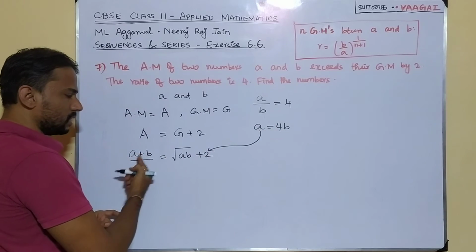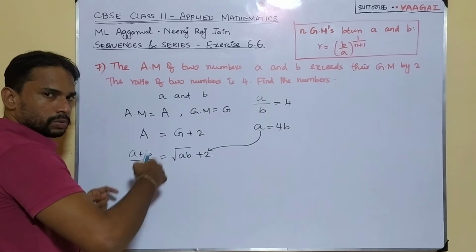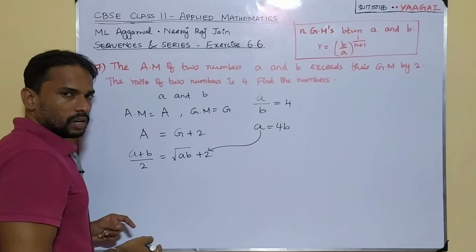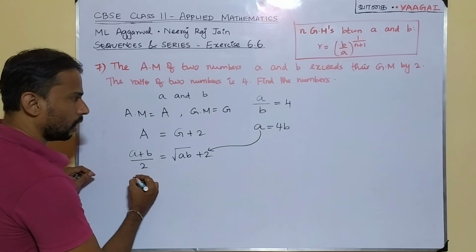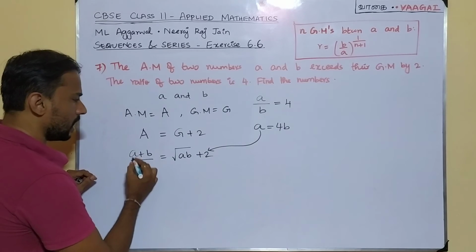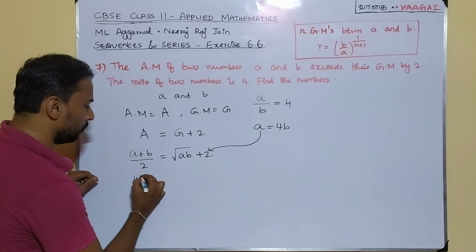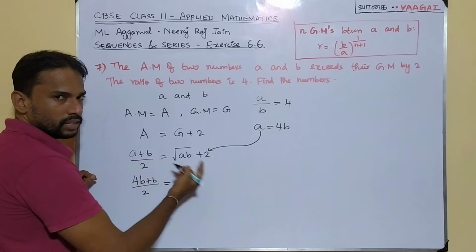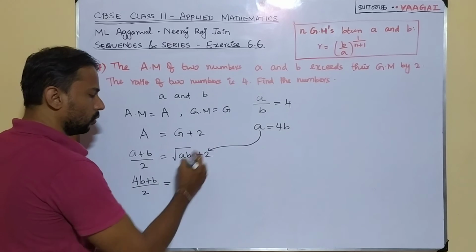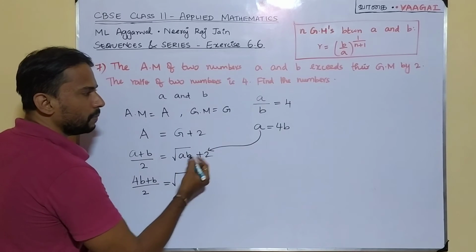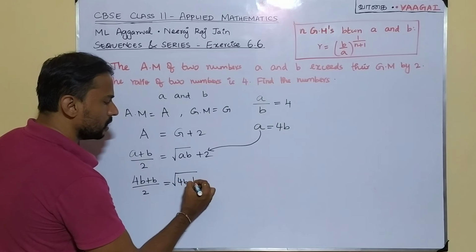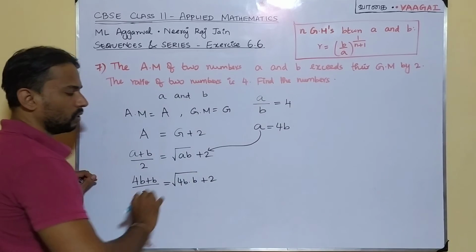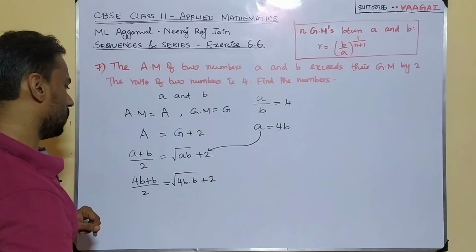So wherever A comes here, just substitute A is equal to 4B. If you do so, here we have A, that is, here itself I can put (4B + B)/2 is equal to, now the right hand side will be the square root of AB, that is the square root of 4B into B, plus 2. This is what we'll get. Correct? Okay, fine, we'll continue.